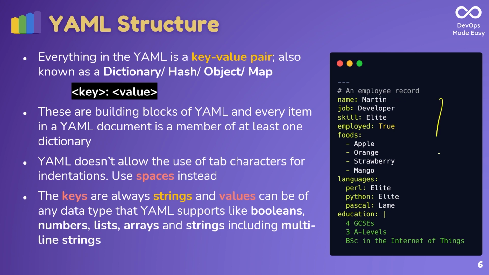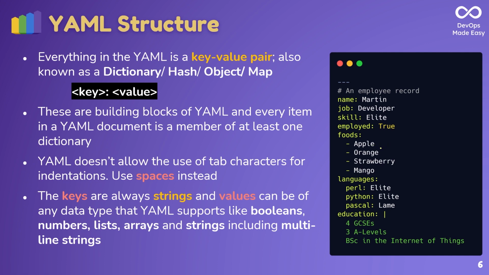These key value pairs are the building blocks of the whole YAML, and every item is a member of at least one dictionary. Let's say here if you take strawberry, it is a value. This value is a part of at least one dictionary. So strawberry is a part of this dictionary. We'll see what a dictionary is. It is again a set of key value pairs. If food is a key, the corresponding values are these. It is a list. The reason I mention this as a list is that each element has a hyphen. You'll understand it in the coming slides, but understand here that every item is a part of at least one dictionary.